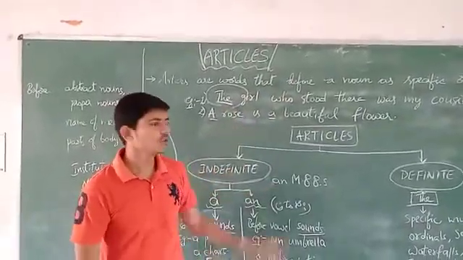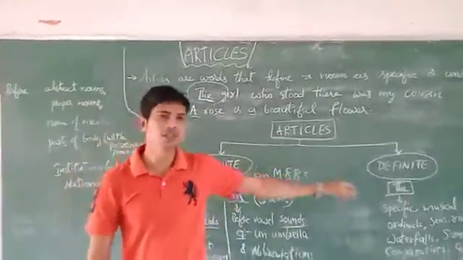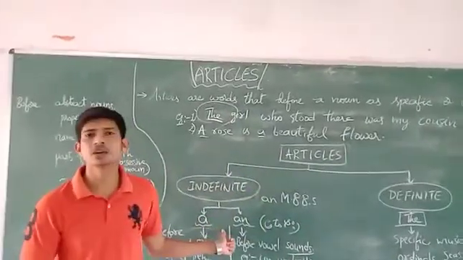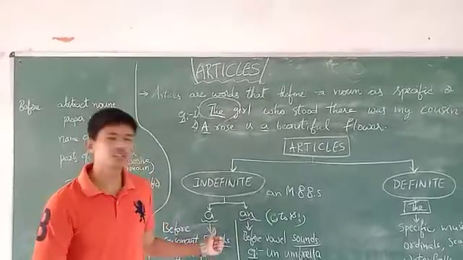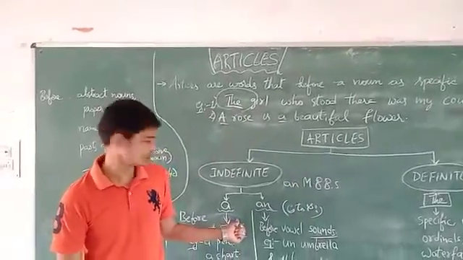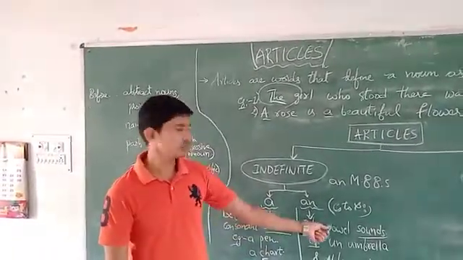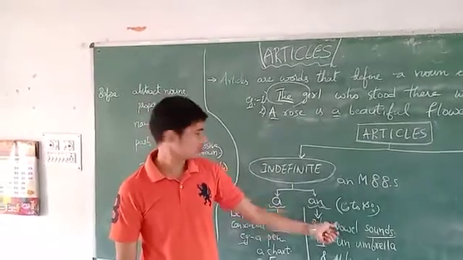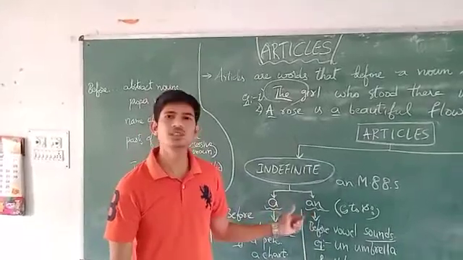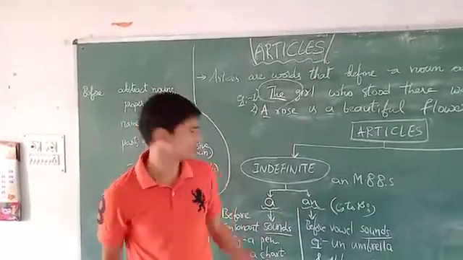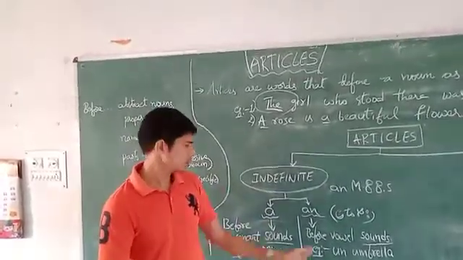So articles are broadly of two types only. One is the indefinite article, the second one is the definite article. A and an are known as indefinite articles because their existence is not permanent, and they change based on the sound. Before the sounds of consonants we use a, and before the sounds of vowels we use an. So in some cases we get a, and in some cases we get an. Their existence is not permanent, so not definite. That's why we call them indefinite articles. So, consonant sounds, vowel sounds.